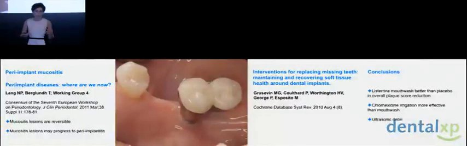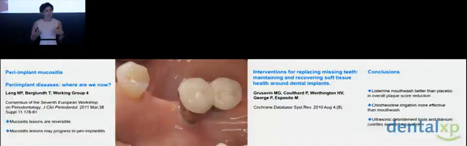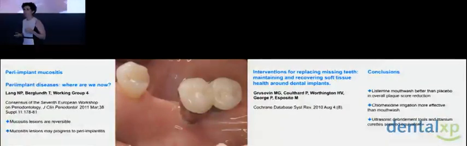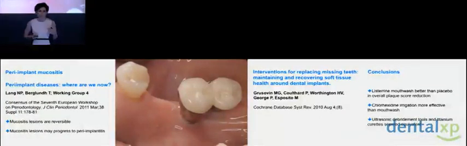And the last point would be that ultrasonic instrumentation has been found to be as efficient as mechanical scaling and root planing, so you can use either or, whichever technique works best in your office, to debride the area.